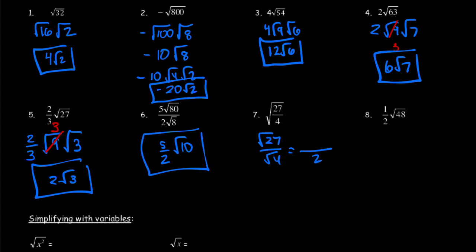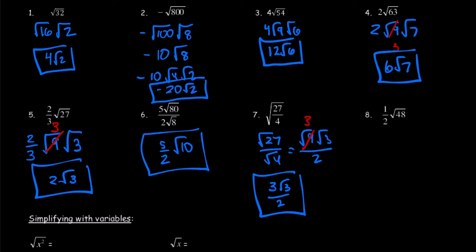However, I cannot take the square root of 27, so that needs to be simplified. We're going to break that up, square root 9 times square root 3. The square root of 9 is just 3. So now my simplified fraction is 3 square root 3 in the numerator and a 2 in the denominator. Nothing else can be simplified there.